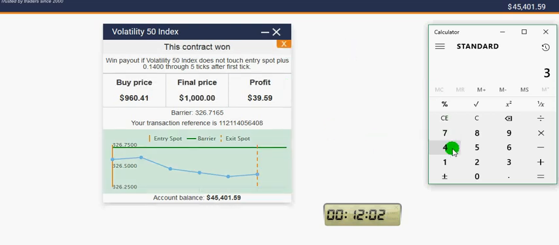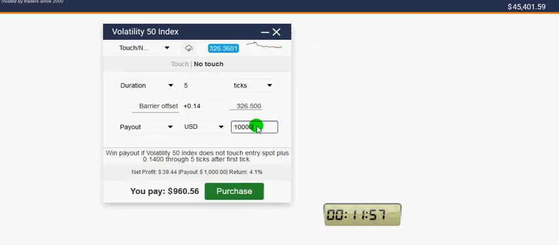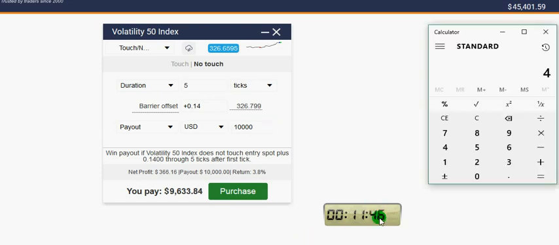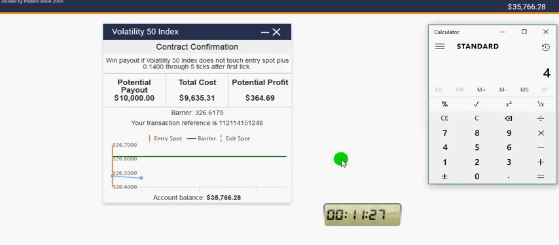So you can see we won trade number 3, so we are going for trade number 4. Let's assume that I trade 10,000. We'll be making 364 right here. So make sure you stay low, don't go high. So we are going for trade number 4. We'll count again: 1, 2, 3, 4, 5, 6, 7, 8, 9, 10, 11, 12. Then we click on purchase. That's trade number 4. So let's wait for the results.